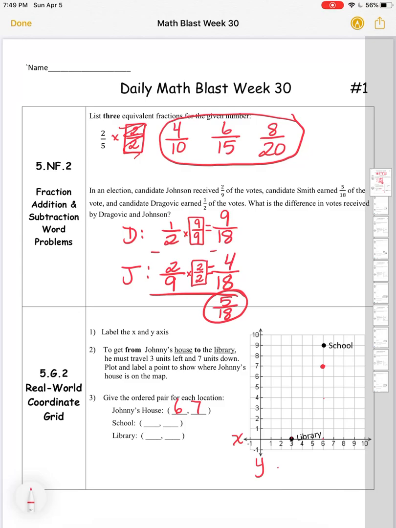The school is located at (6, 9). I go over 6 and then climb up 9. And the library is located at (3, 0). We go over 3 and up 0.